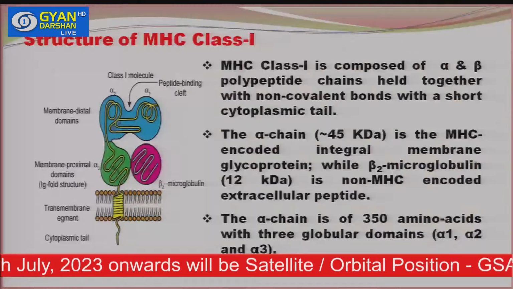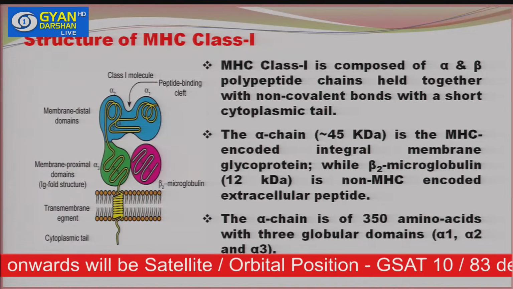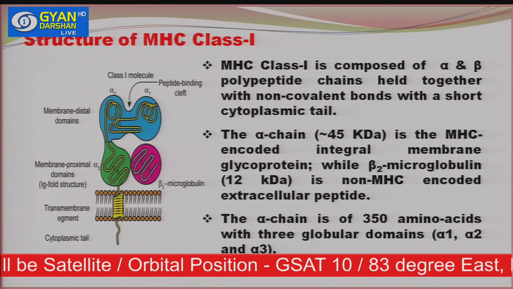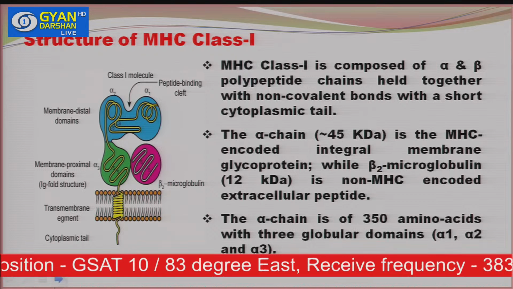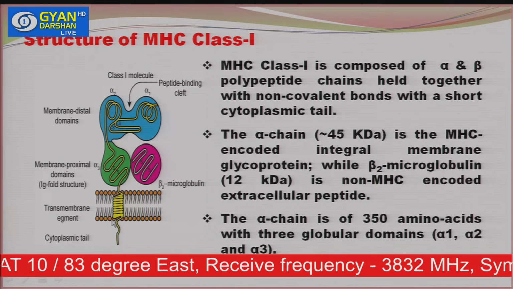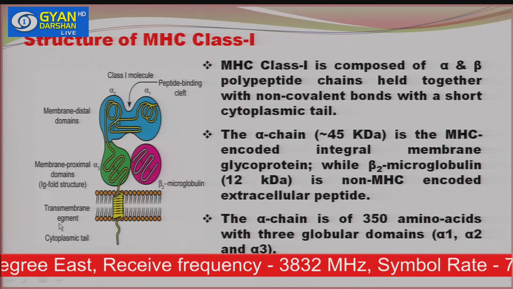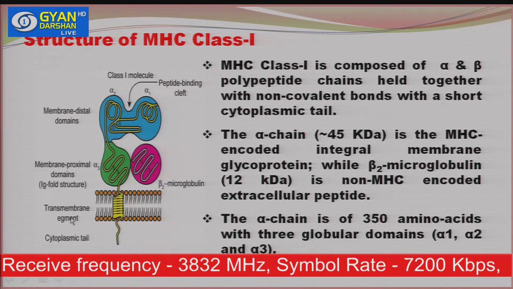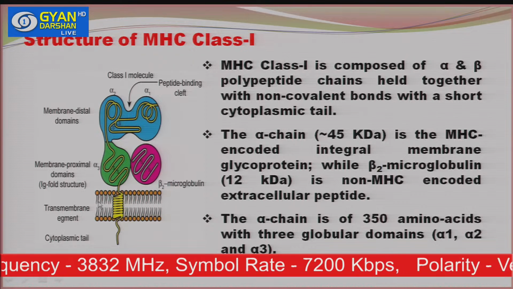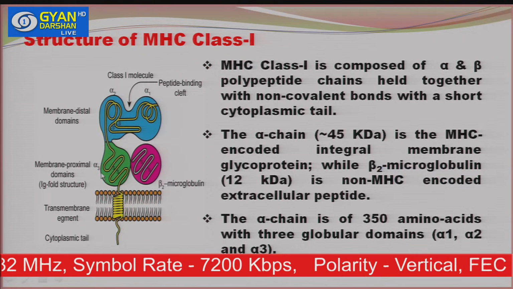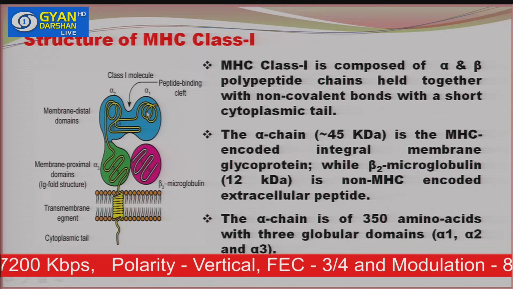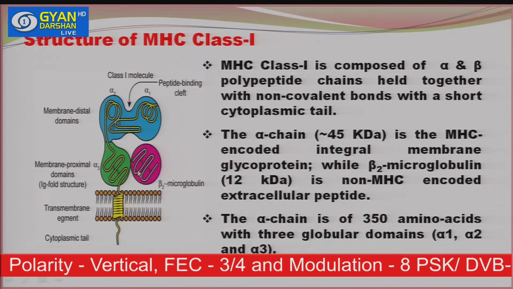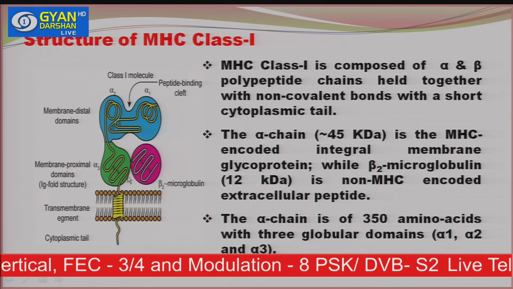Another thing I want to discuss is the structure of MHC. The structure of MHC class I and class II you can see in the slide. In the structure of MHC class I, you can see the cytoplasmic tail, the transmembrane segment, or you can say the plasma membrane. Here is the MHC molecule. Basically it is made of globular proteins, alpha 1, alpha 2, alpha 3, and here is the beta 2 microglobulin.